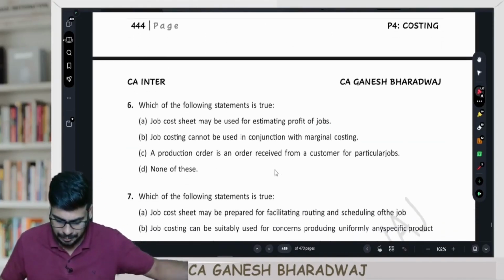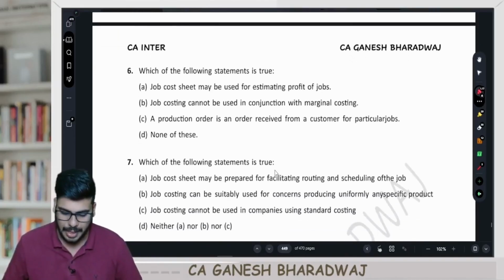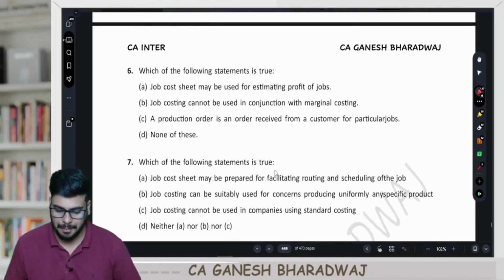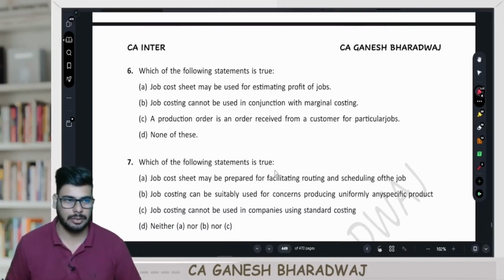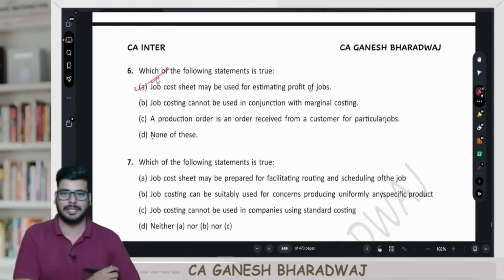Right? Next. Which of the following statements is true? A. Job cost sheet may be used for estimating profits of a job. Is this true or not? Job cost sheet can be used for estimating the job profit of a job. Yes, obviously this is true. Fine. The last option is none of the above only. So obviously this is the right answer.